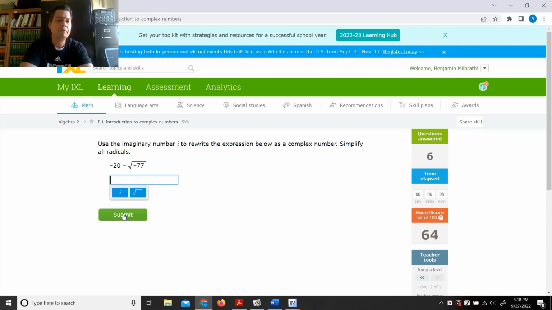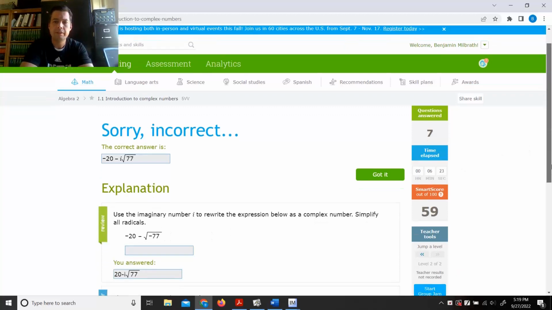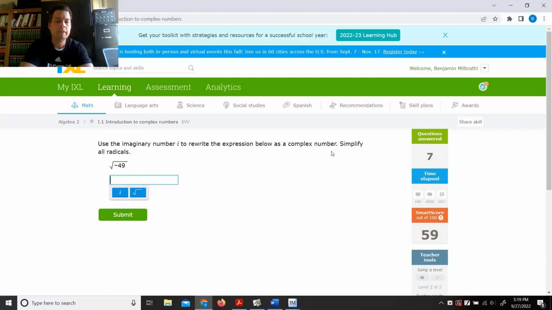20 minus the root of negative 77. The root of 77 is 7 times 11. So it doesn't simplify. Did I make a typo? Oh, I forgot something, didn't I? I didn't see the negative symbol there. Bummer. Got it. This would be 7i all day long, and so forth. So this thing doesn't actually get too terribly difficult. So we'll probably set a goal of 80 on it. Be done with it.